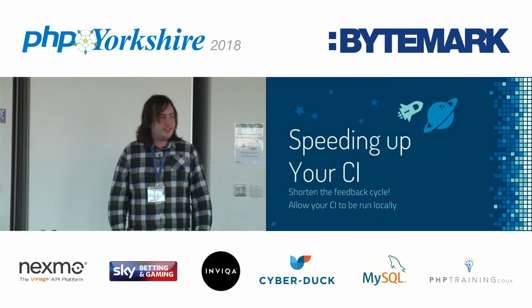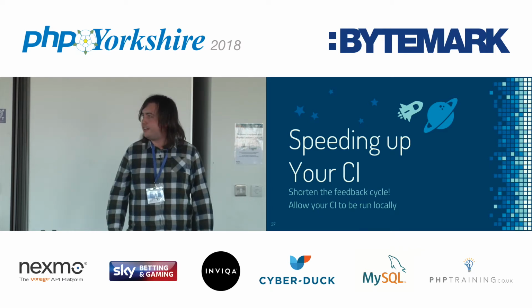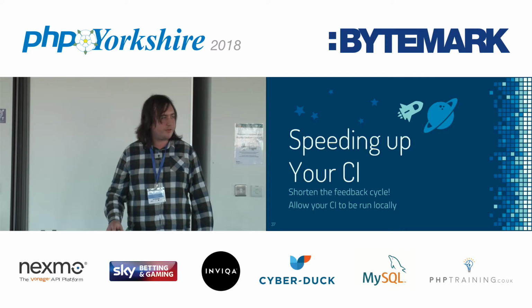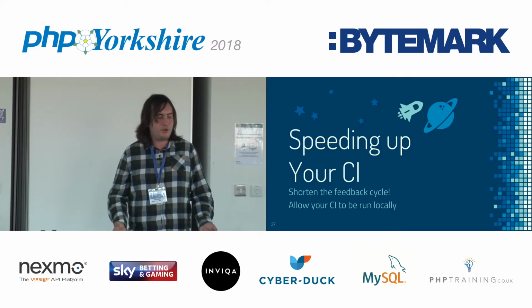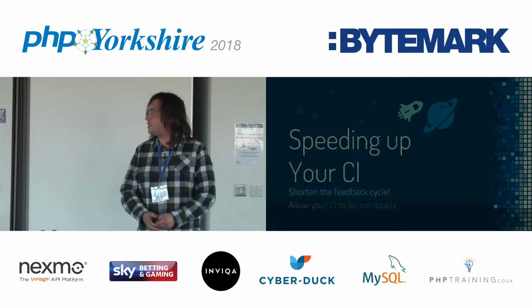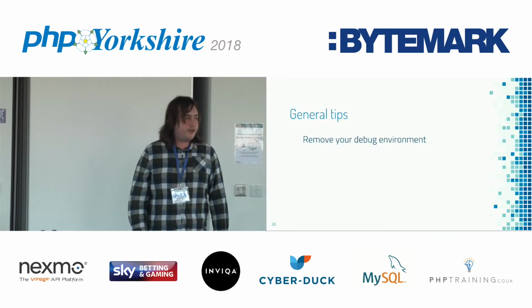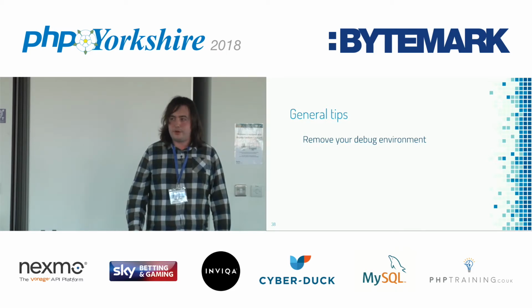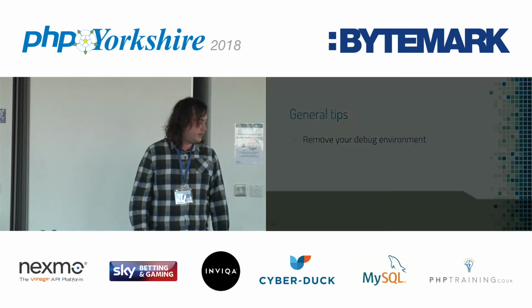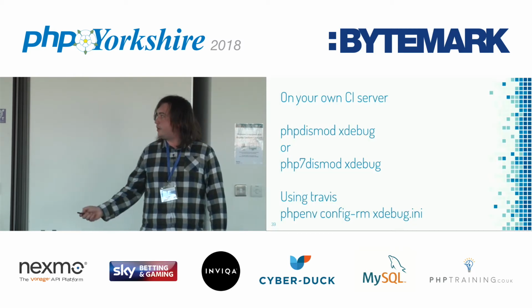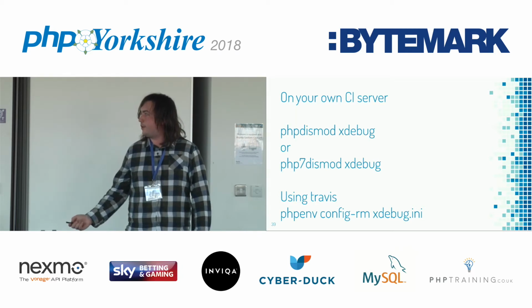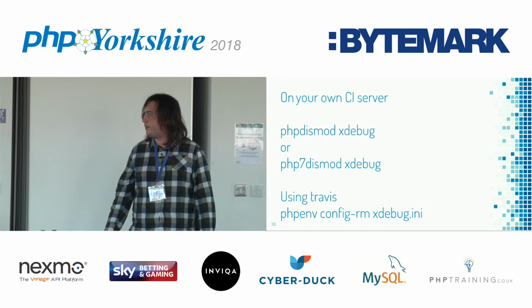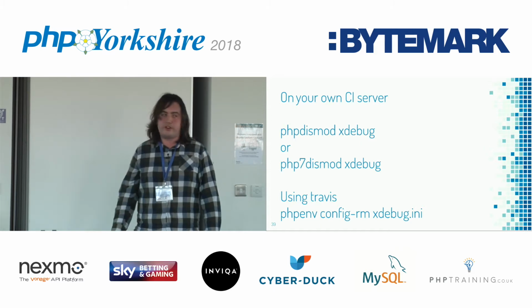After you've implemented all of these, you're going to notice that your CI crawls because it's running over a huge number of files. Your legacy code base is going to be quite big, so there are going to be hundreds of files in there. These tools are designed for a smaller number of files because they're designed for a more modern way, but they still give benefit in your old code bases. Removing your debug environment is the top tip for this. Xdebug is an absolutely fantastic tool, but you don't need it in your CI process unless you're generating code coverage. On your own CI server, run the command phpdismod to disable it, or php7dismod if you've got two versions of PHP on there. Using Travis, just remove the xdebug.ini file.